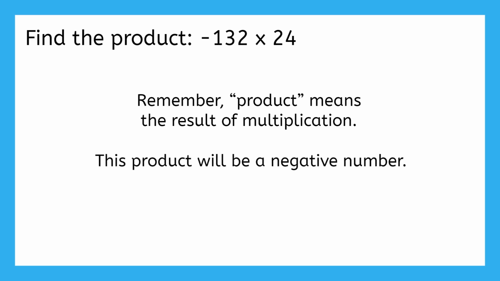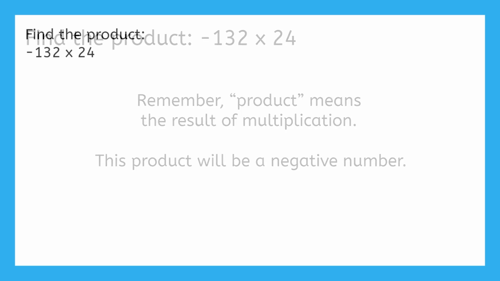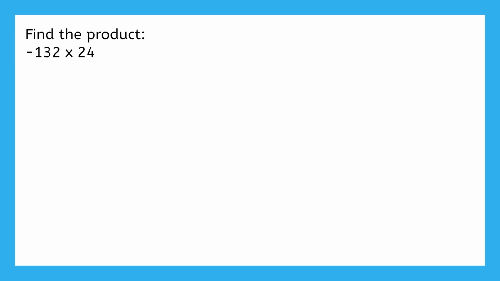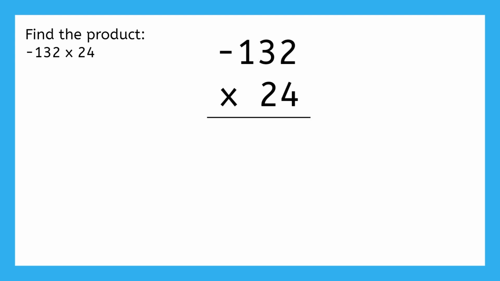So one way to solve this is to just ignore the negative sign at first, as long as we remember to add it back in later so that our answer is negative. Ready? Here we go. How do we multiply negative 132 times 24? Remember, we know our answer will be negative, so we're going to ignore the negative sign for now. It will not affect how we solve the problem. We start by lining the numbers up vertically, aligning their 1s and 10s places above each other.